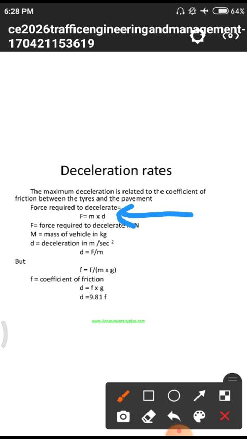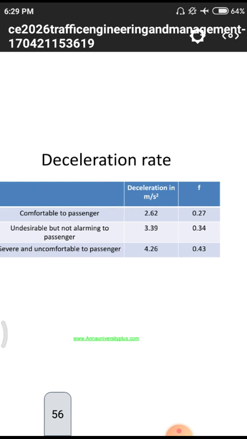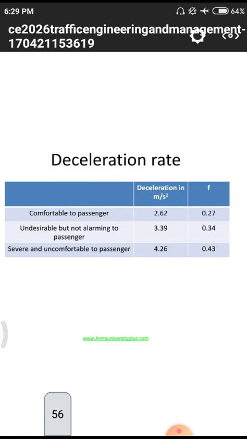So the d equal to 9.81 f. Deceleration rates for different vehicles.